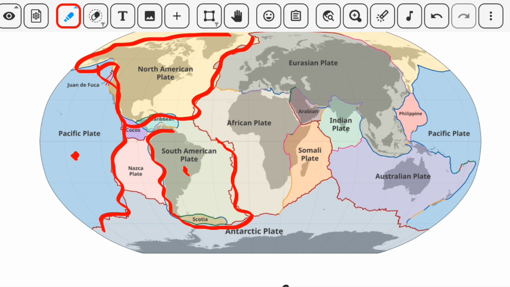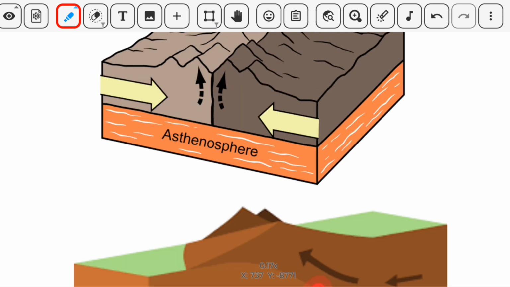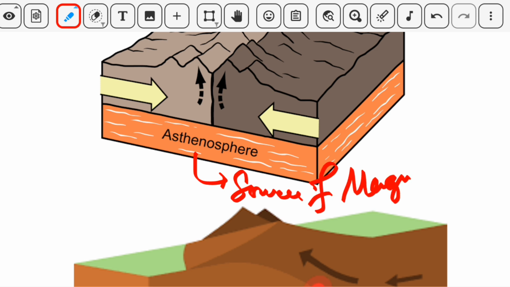So we are standing on the plates and the plates are moving, but the movement is so slow that we are not able to gauge the movement in our day-to-day life. Now, this is the asthenosphere. Asthenosphere is called the source of magma.